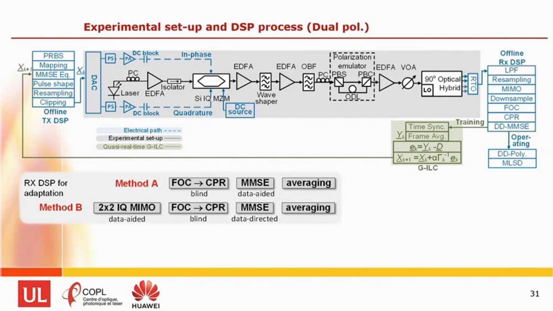So therefore, we went to a second method. First of all, we tried just training our nonlinear precompensation on 1 polarization, but that was not sufficient, so we had to go into the MIMO processing in a data-aided situation. It didn't really matter for the frequency offset compensation or carrier recovery. It was doing well whether it was data-aided or blind. And again, the MMSE could be data-directed, data-aided in method B.